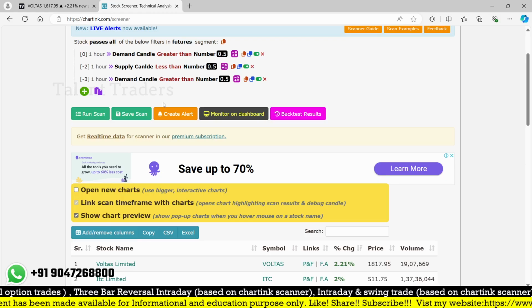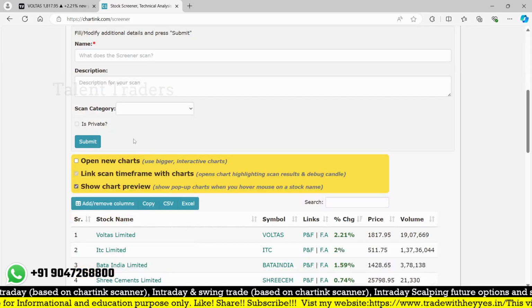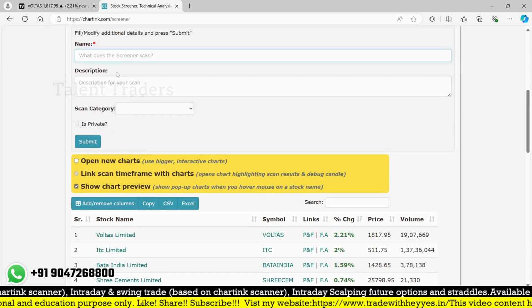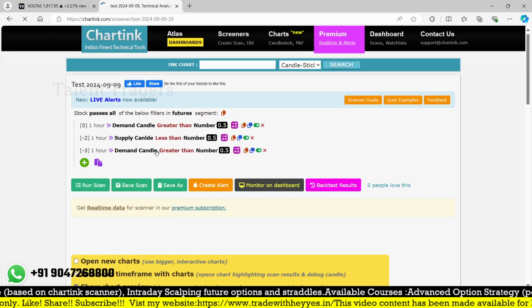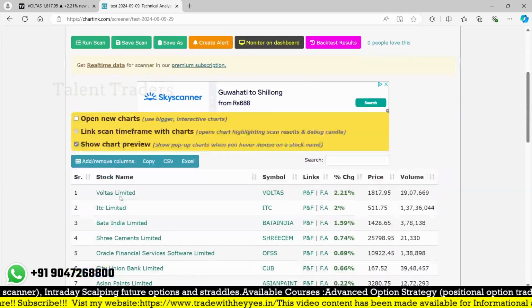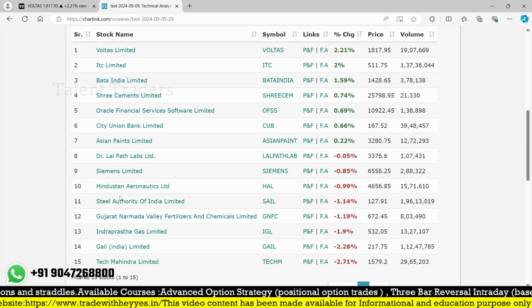So that's right. These are all the stocks, and previously if you save the scan, we will be getting supply demand. Our normal name is a test. So hereafter we should create conditions that make it exactly the same.